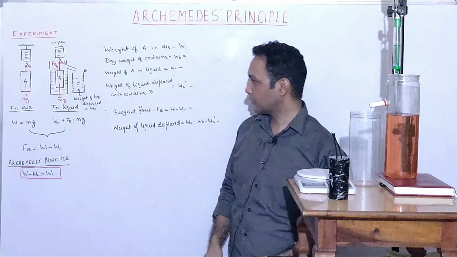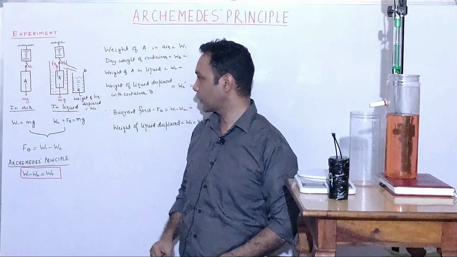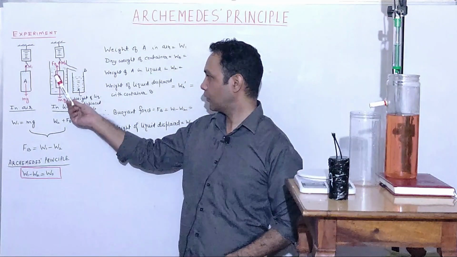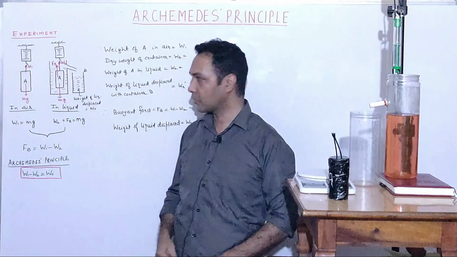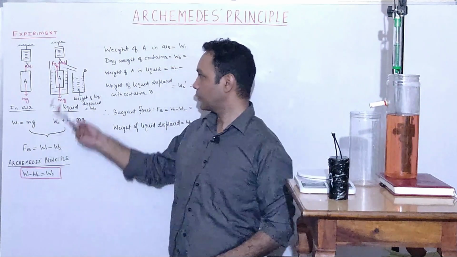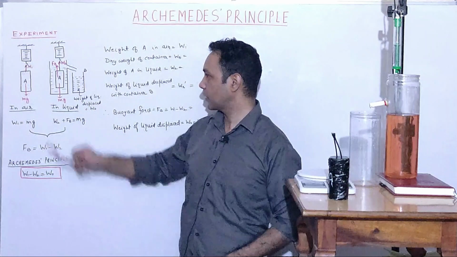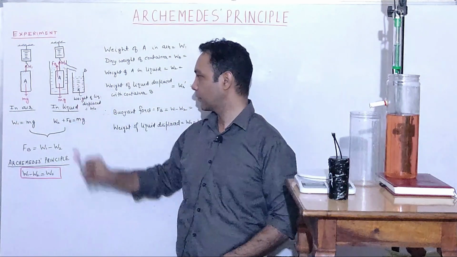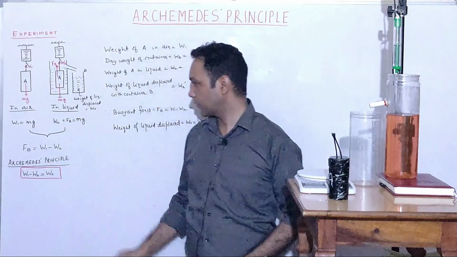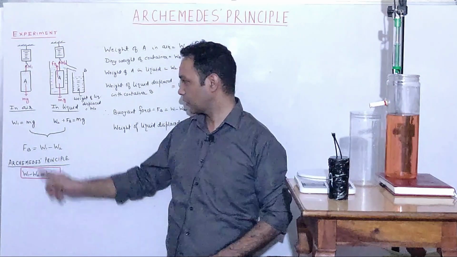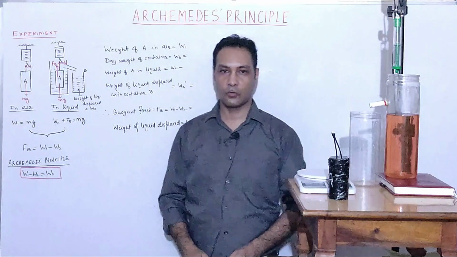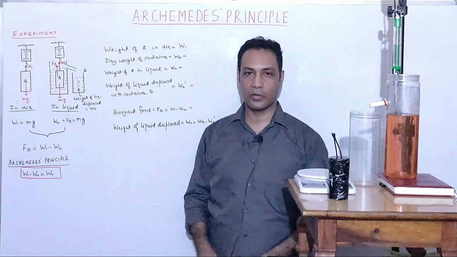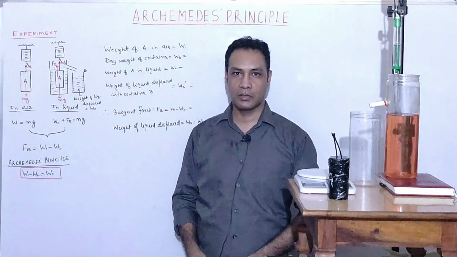Then I will put this block in the Eureka can. When it goes into the Eureka can, it will displace the water, and the reading will also change because of the buoyant force. Suppose the reading has become W2. In equilibrium, Fb plus W2 will equal mg, and I can put the value of mg again as W1. So Fb is equal to W1 minus W2. The buoyant force is the weight in air minus the weight in the liquid.